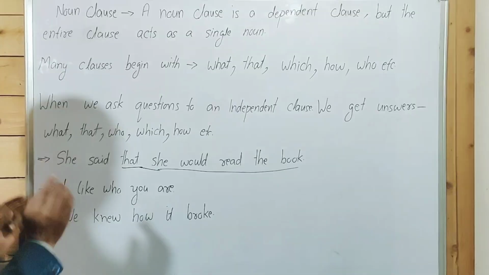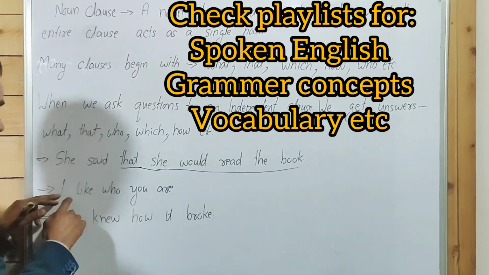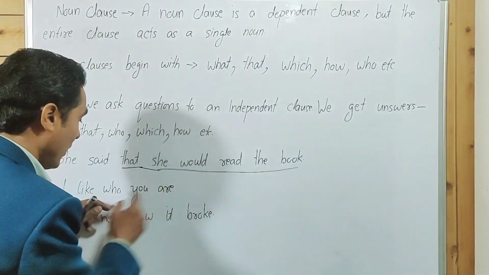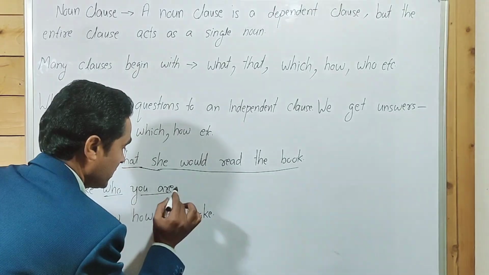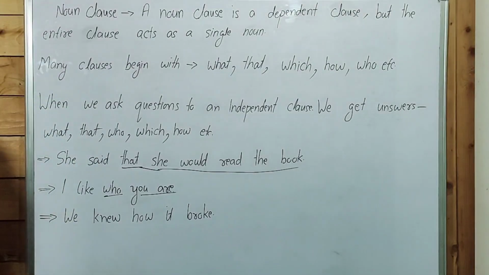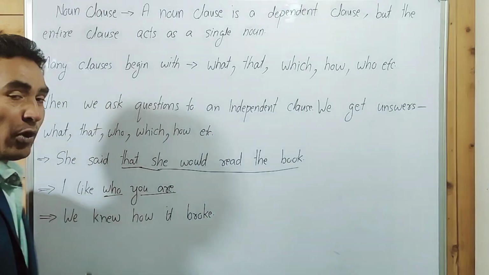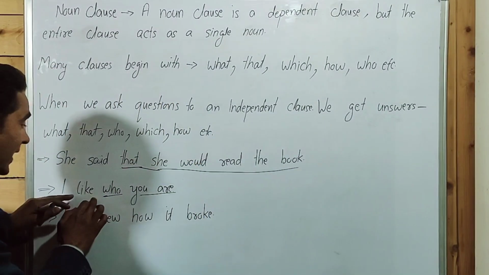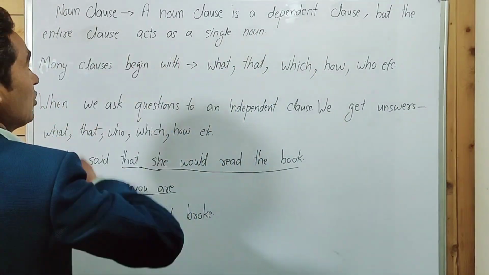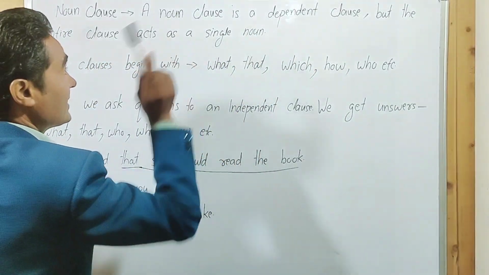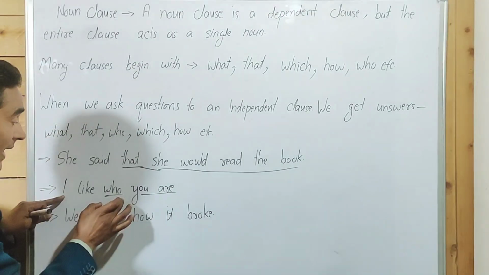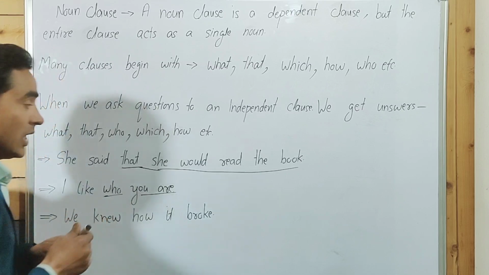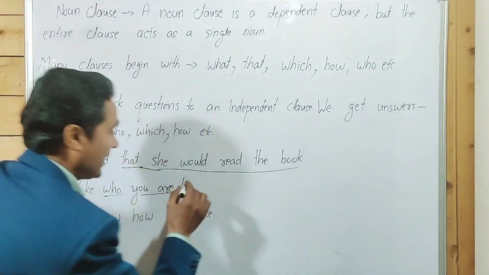Second, I like who you are. It begins with who. Who is a conjunction, and who you are is a noun clause. Here is an important tip. My dear friends, most students are confused. The entire clause acts as a single noun. So here we can replace this entire noun clause with a noun or pronoun. I like her.